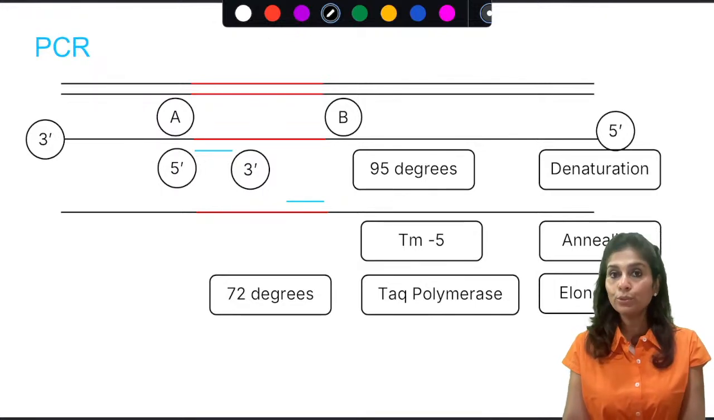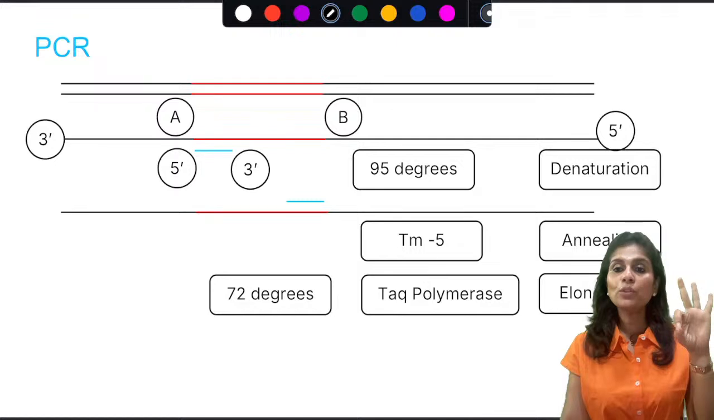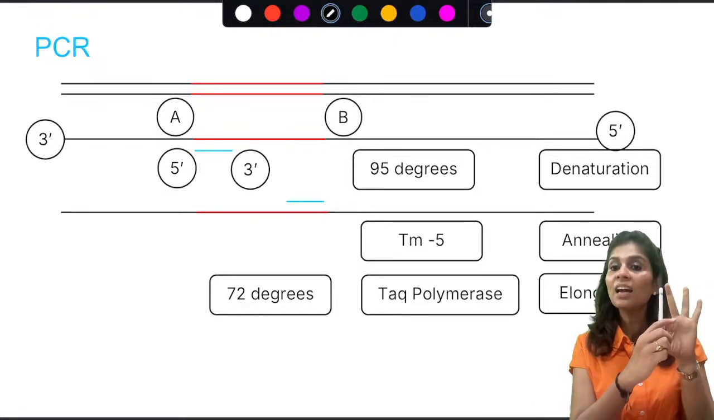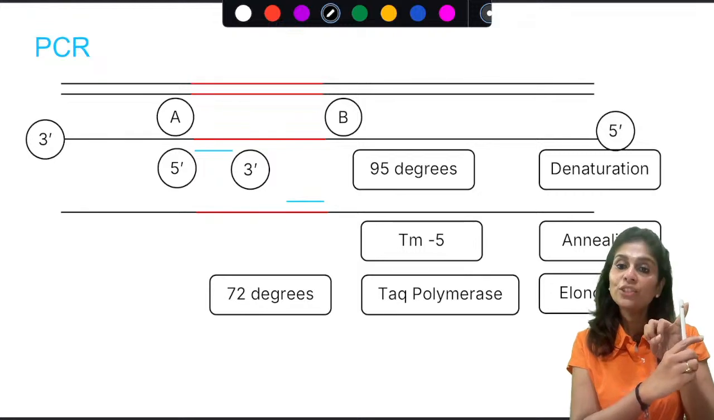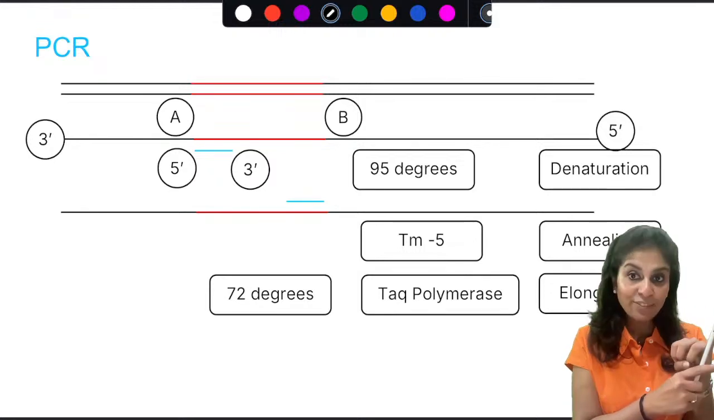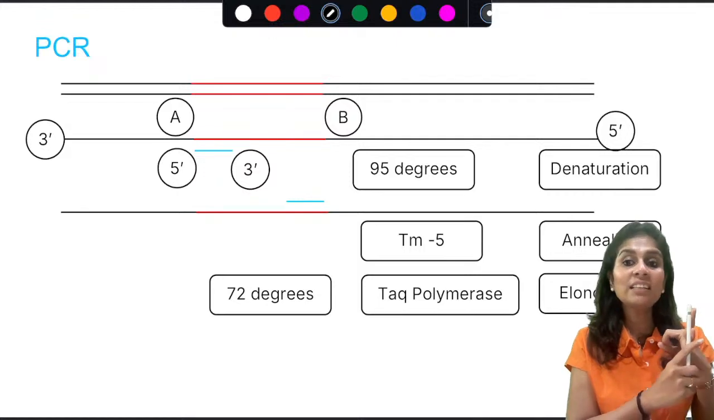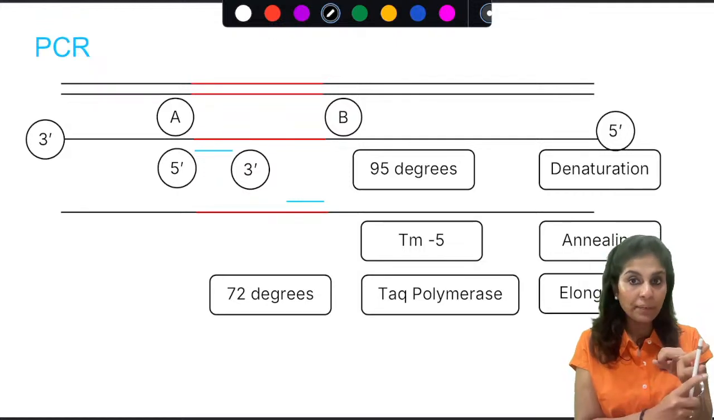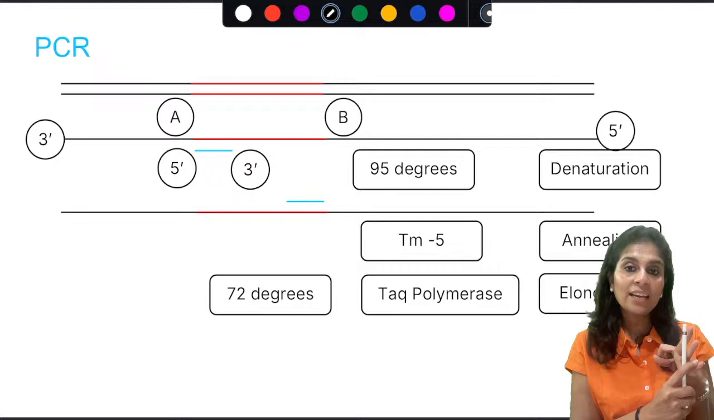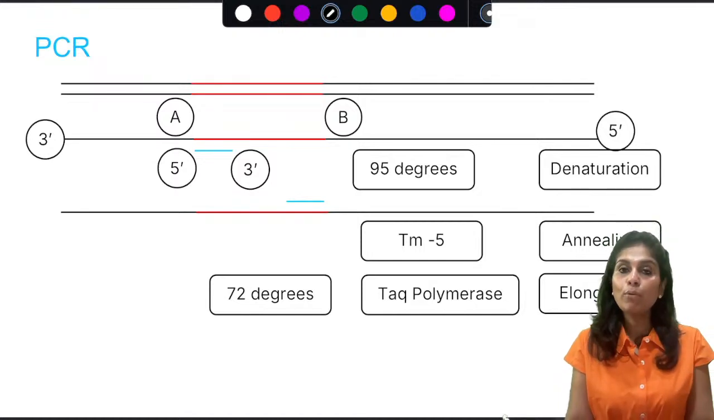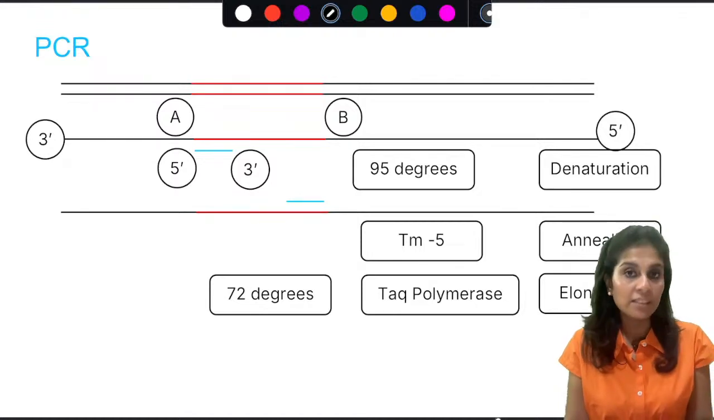Are you clear about this? So tell me, what are the 3 steps of every cycle of PCR? Denaturation, annealing, elongation. Denaturation is carried out at 94 or 95 degree. Annealing is carried out at what temperature? 5 degrees less than the melting temperature of your primers. Elongation is carried out at 72 degree. The DNA polymerase that you need for polymerase chain reaction is Thermus aquaticus DNA polymerase or Taq DNA polymerase.